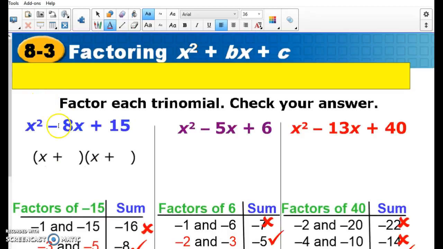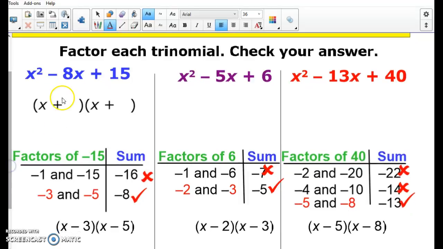You'll see when you have a minus sign here, it kind of messes it up a little bit. That just makes it two minus signs in the middle, because you know that you're going to multiply two numbers so that you're going to get a positive 15, but then when you add them you get a negative 8. So that one's going to be a negative 5 and a negative 3, because when you multiply two negatives you're going to get that positive 15. When you add them you're going to get negative 8. Same thing here, I have a positive 6, multiply a negative 2 and a negative 3, I'm going to get positive 6, but I add them I get a negative 5. Same thing here, positive 40, and multiply a negative 5 and a negative 8, but when I add them I get a negative 13.